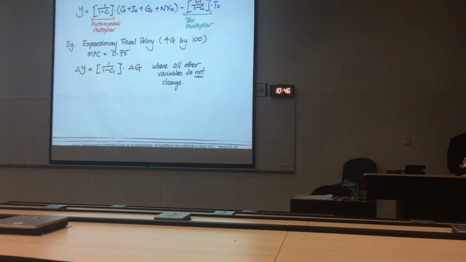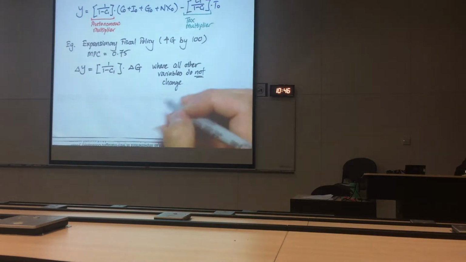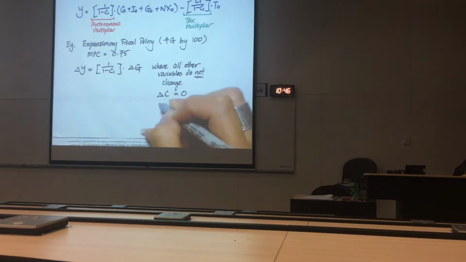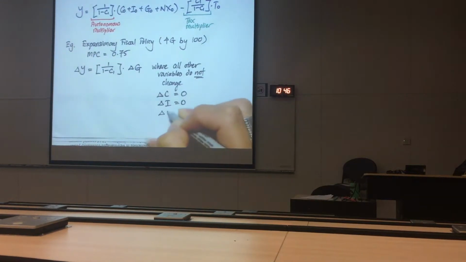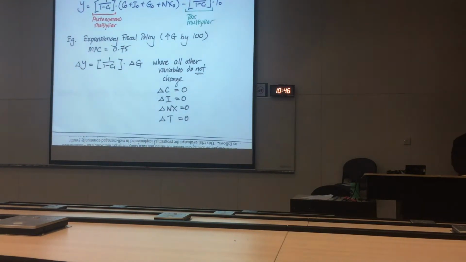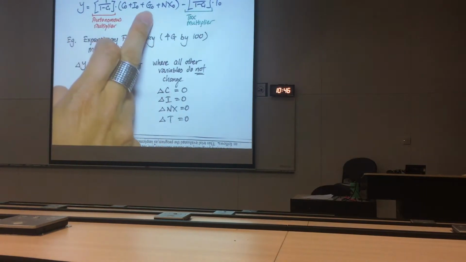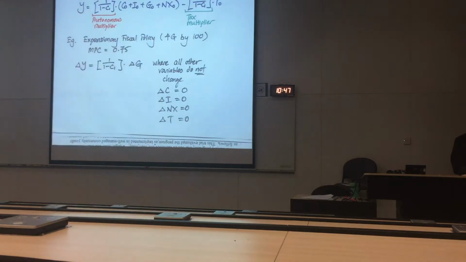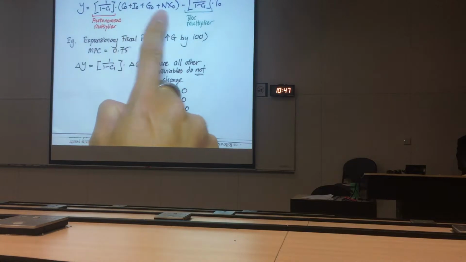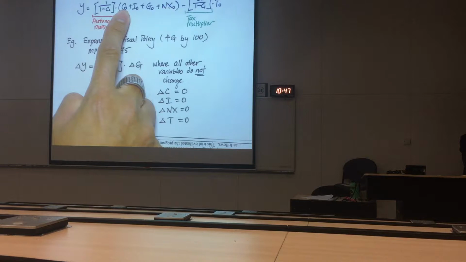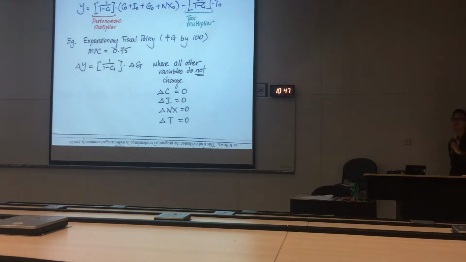Okay, everything else does not change. In other words, if I have to literally write this out, the change in C is 0, the change in I is 0, the change in NX is 0, the change in T is 0. So immediately, all you have to do is plug in the change in G to see the impact on the Y. You don't have to worry about this because all of these are literally not changing. So if you substitute the change of 0 inside here, all of this will collapse.